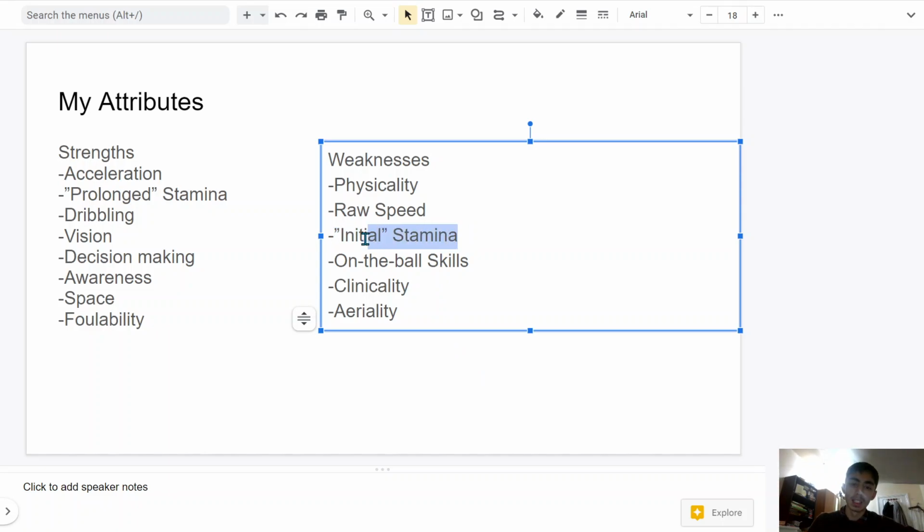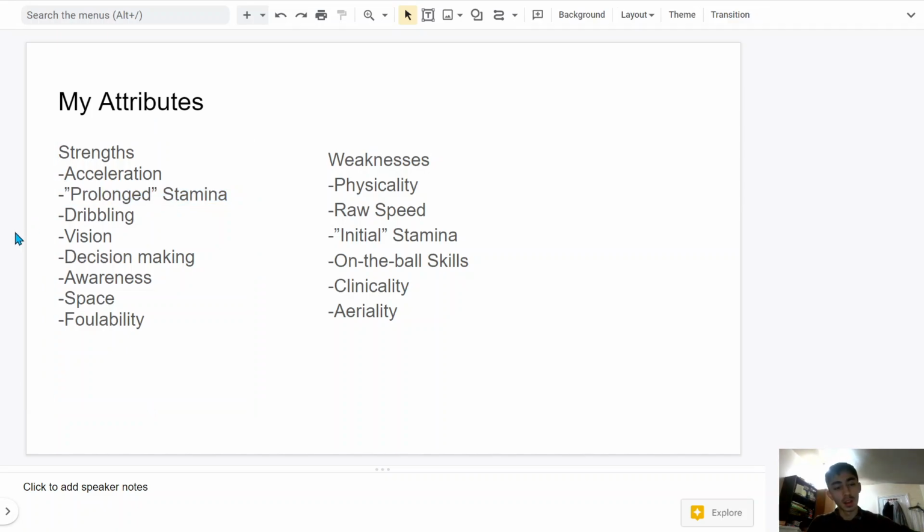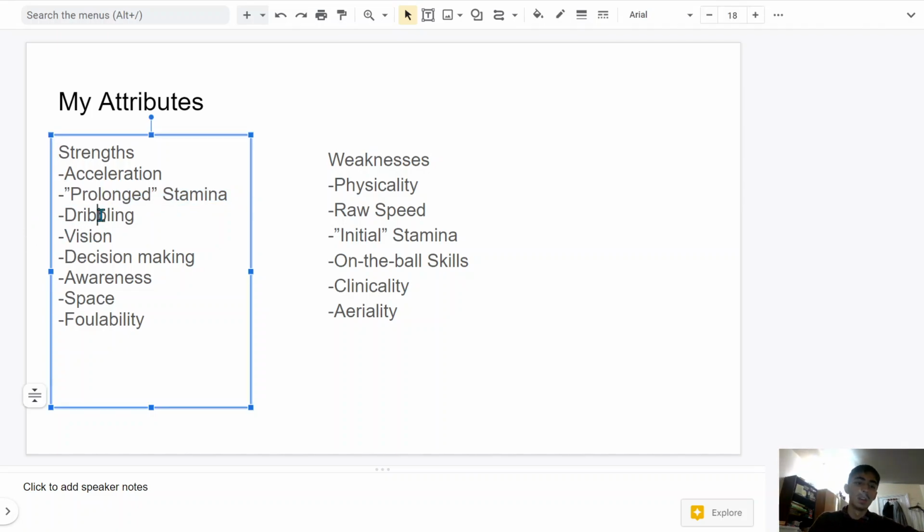And that time is less. But this time, the time it takes for my prolonged stamina to finally give up is a big amount of time. One of my positives is also dribbling. I like to take the ball in the different crevices of the opponent's vision too, as in your ability to read the game. Decision making, your ability to, of course, make decisions.